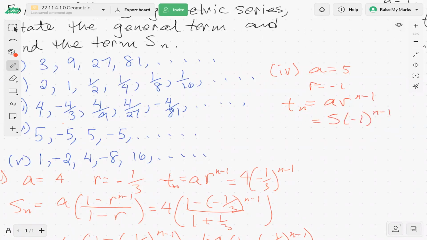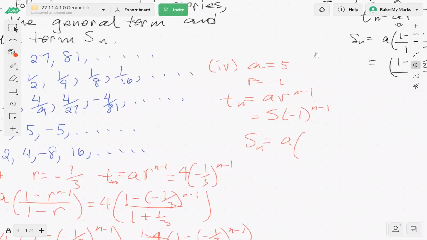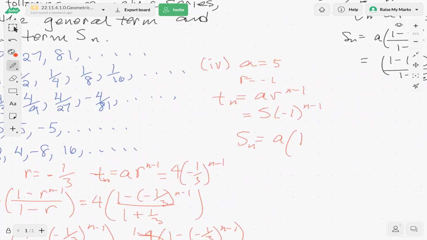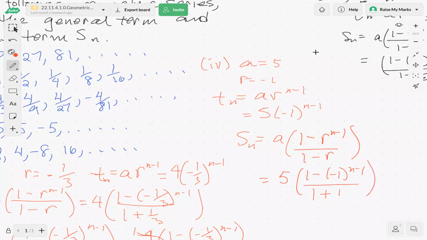Just so this is a nice sequence. It's just alternating. So the sum of our first n terms is also going to be quite interesting. A times 1 minus r to the n over 1 minus r. Okay, so let's have a look. Let's plug everything in. 5 times 1 minus negative 1 to the n minus 1 over 1 minus negative 1, over 2. Okay, and what do we have? We get 5 over 2 times 1 minus negative 1 to the power n minus 1. Good.